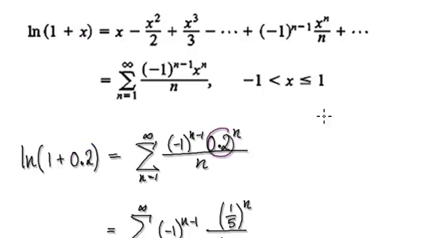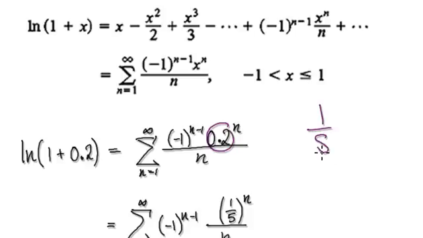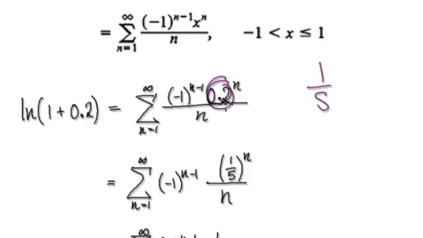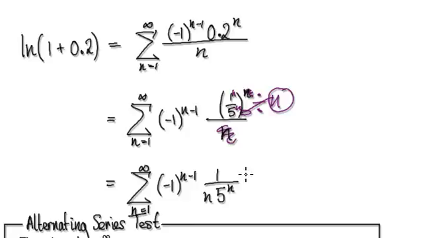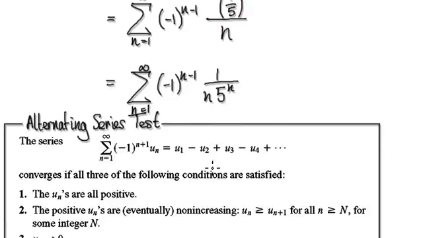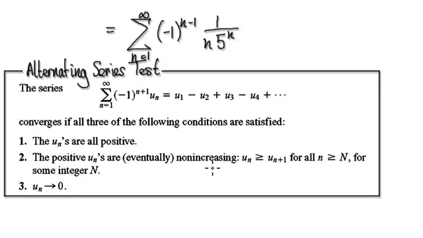Well, 0.2 is 1 over 5. So visualize 0.2 as this. So now it's 1 to the power of n, 5 to the power of n, and visualize divide as this. And then this gets multiplied to the bottom. So that will then take us to here. So now we need to make sure that this is an alternating series. So make sure all three conditions have been met.